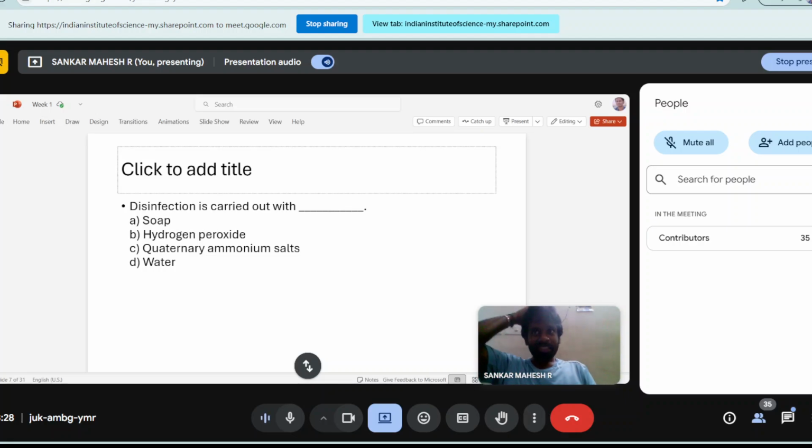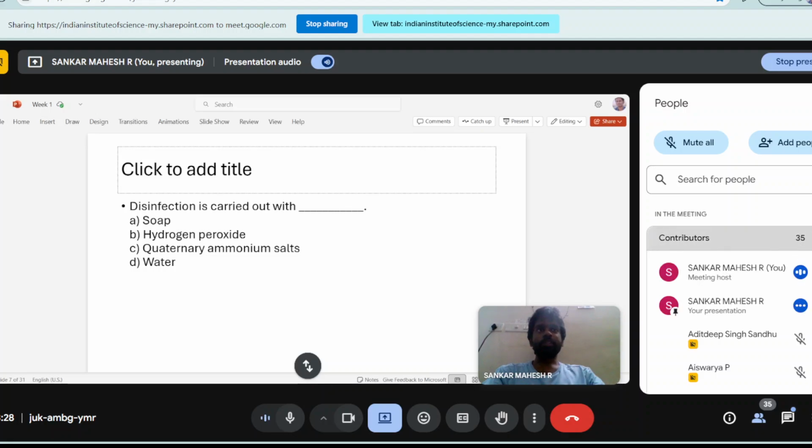So we just need to come to a consensus as to what disinfection is. If anyone would like to talk about how disinfection is different from sterilization, that would also be helpful. You can just try talking. You need not be very well qualified to know what a particular phenomenon is. You can attempt and we can discuss. That will be helpful for everyone.